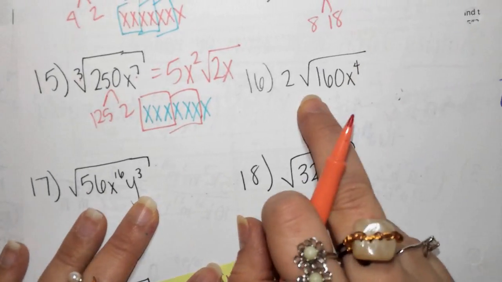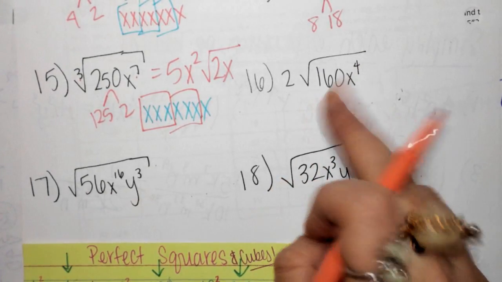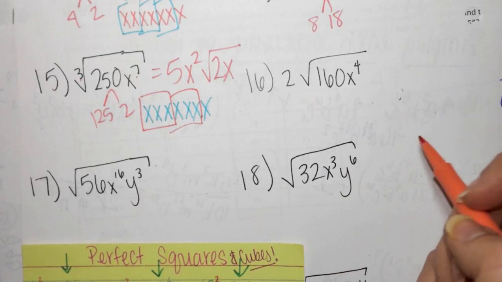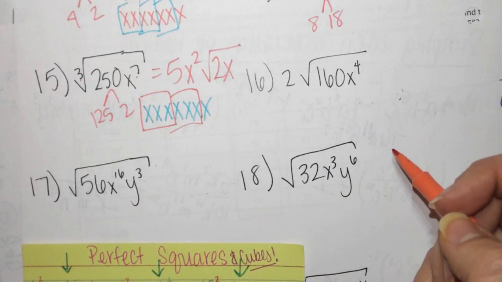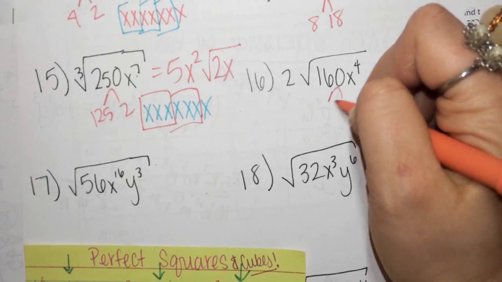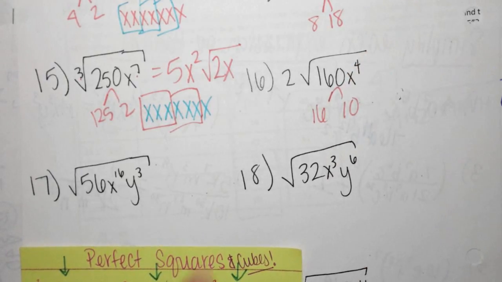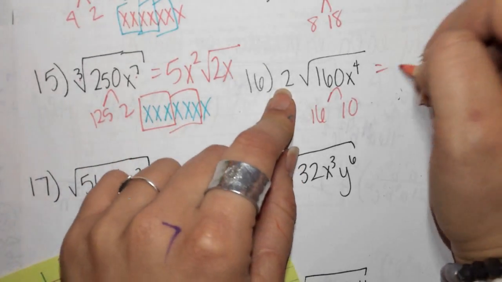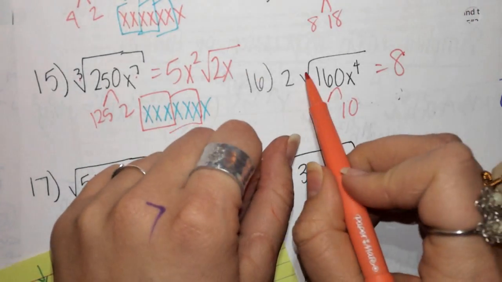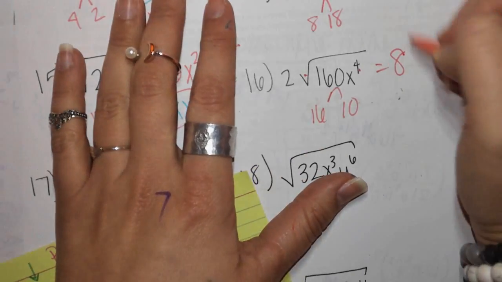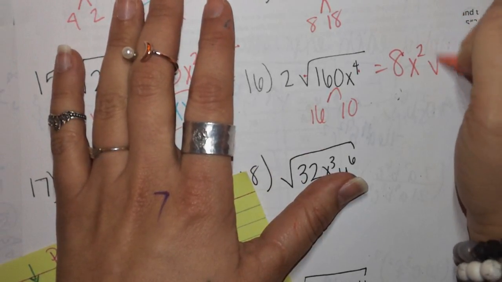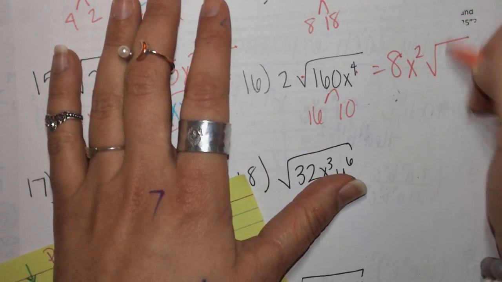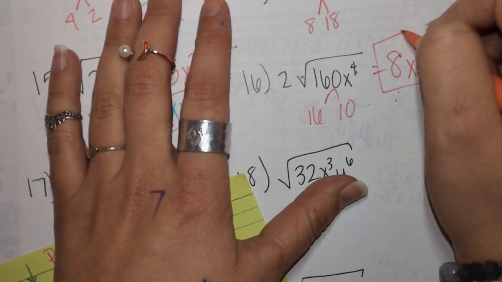Alright. What's the biggest perfect square that goes into 160? 8. Nope. Perfect square. What you just said? 16. So 16 and 10. And what's the square root of 16? 4. 4 times 2 is? 8. Alright, how many times does 2 go into 4? Twice. So you get x squared out here, and what's left inside? 10. Awesome. Take a point. Good job.